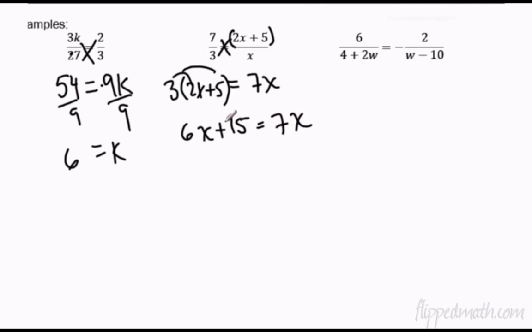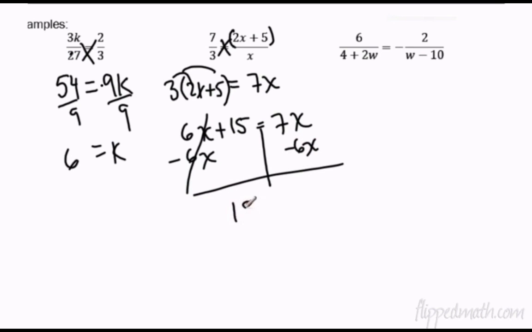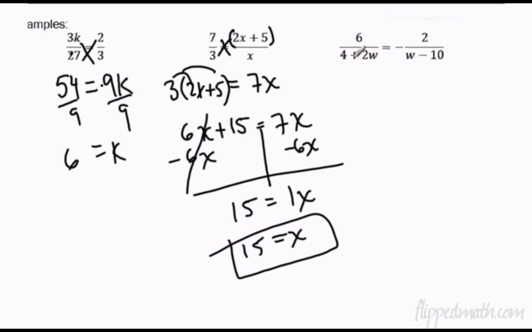And now we did this in Unit 3. You have variables on both sides. You get rid of the smaller one. That's the 6x. So we're going to subtract it from each side. There's the line. Alright, they cancel. You get 15 equals 1x, and that's just x. So x in this case equals 15. We're all done.